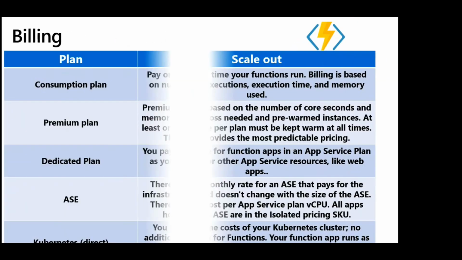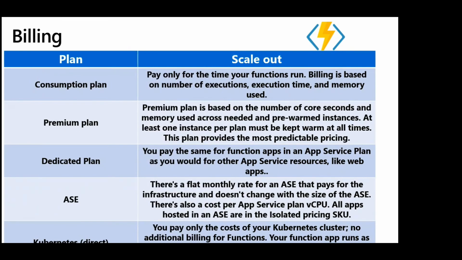Billing, right? We'll be talking about the billing, but you can look at this. Again, consumption, you pay only when your function is running. The premium plan is based on the number of core seconds and memory used across needed and pre-warmed instances. So when you choose the premium plan, there will be pre-warmed instances always running, so the cost is always higher. At least one instance per plan must be kept warm at all times, and this provides an additional premium price. Because the warm instance is running 24 hours, you pay for additional.